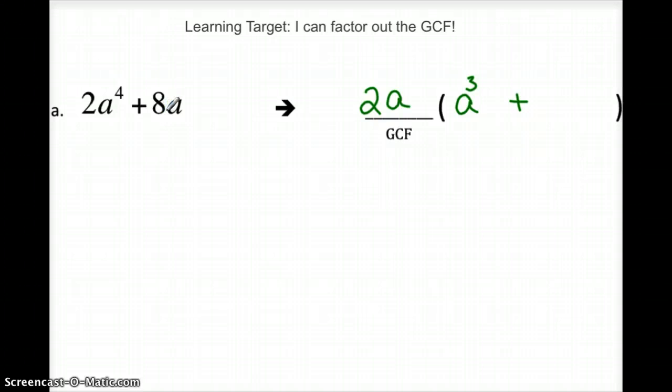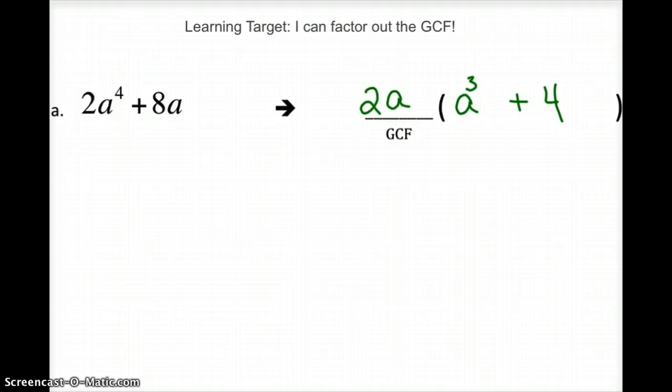Here, when I take out a 2, so now when I say take out, think division. So 8 divided by 2 would mean he'd have a 4 left. He had an A, but I took it away in the GCF, so all he has is a 4. Okay, and this would be factored form.